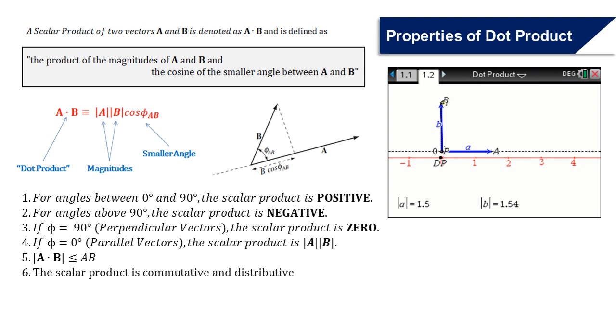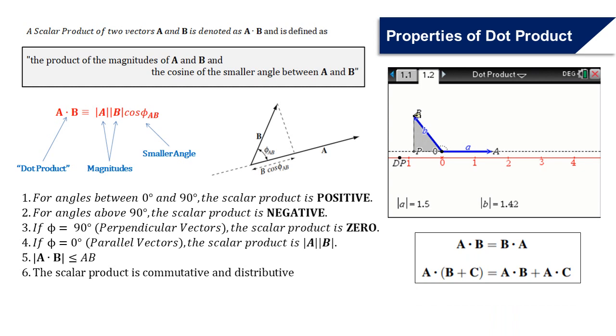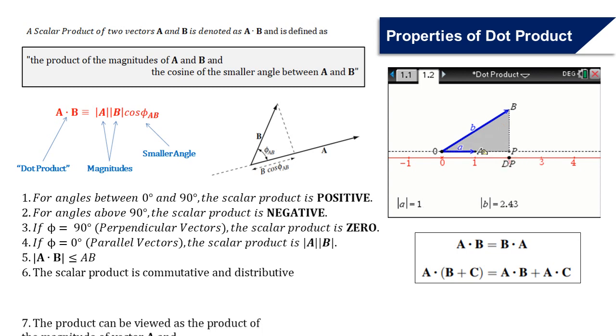Six, another property ng dot product is that it is commutative and distributive. So when we say commutative, pwedeng baliktarin. Kapag distributive, pwede natin i-distribute sa mga parentheses. So same pa rin yung ating result niyan kapag ganyan. Pakitandaan number 6, the scalar product is commutative and distributive.